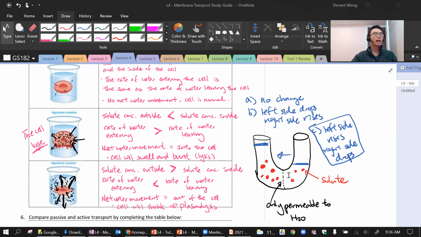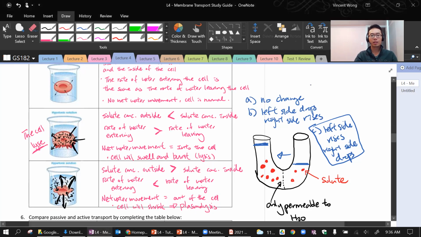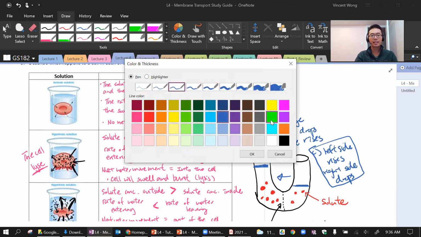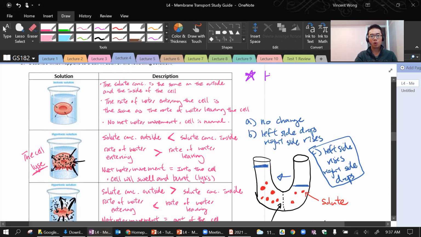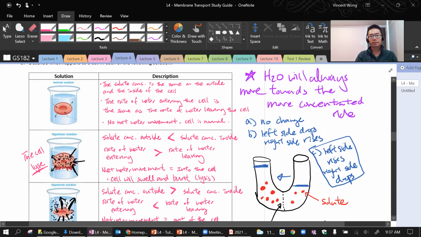As I mentioned, I think the general rule is this. If you have to put a summary line to this, this is the key thing to remember: water will always move towards the more concentrated side. And this is the more concentrated side, so water is going to move that way to try to dilute it out. Hope that makes sense.